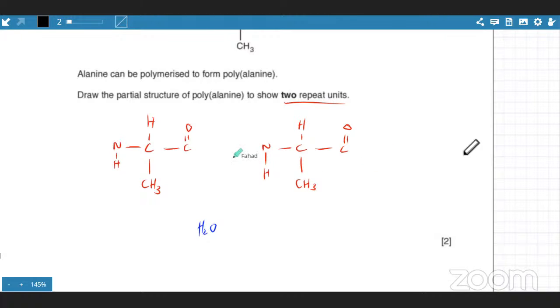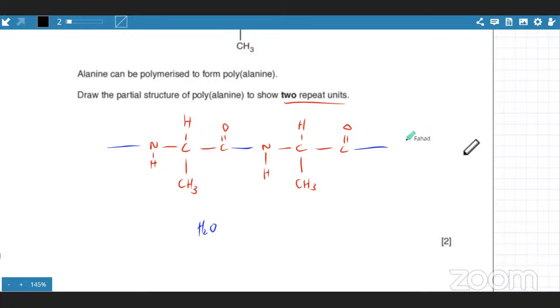So they have ended up producing water molecules. And they're going to link up. So bring them closer, and they link up in the middle and at the ends as well with other molecules.